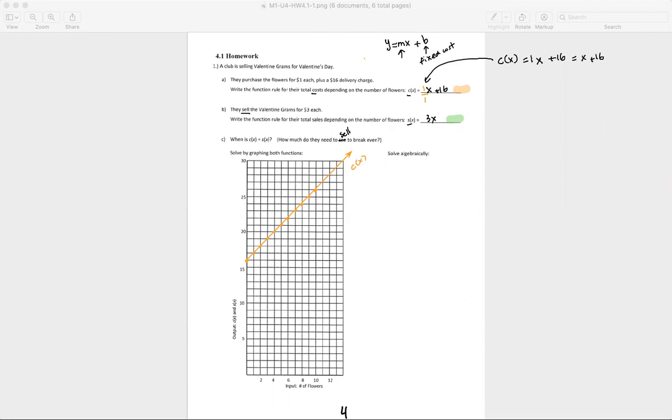For S of x in green, it's 3x, so it's 3x plus 0, and so there's no y-intercept. You start here at 0, right? You don't sell, you don't make money, and then your slope is 3 or 3 over 1. So from 0, you go 1, 2, 3, 1 right. Again, if you don't have a y-intercept, your y-intercept is 0. And then your slope is 3. So from 0, 0, the origin, you go 3 up, 1 right, 3 up, 1 right, etc.